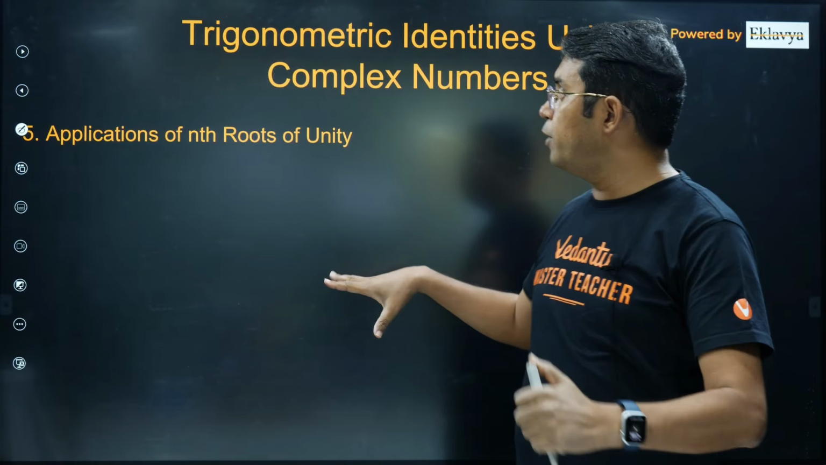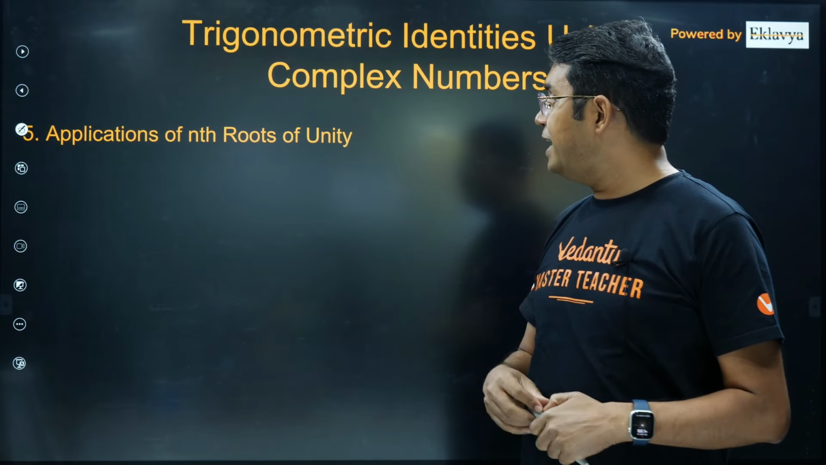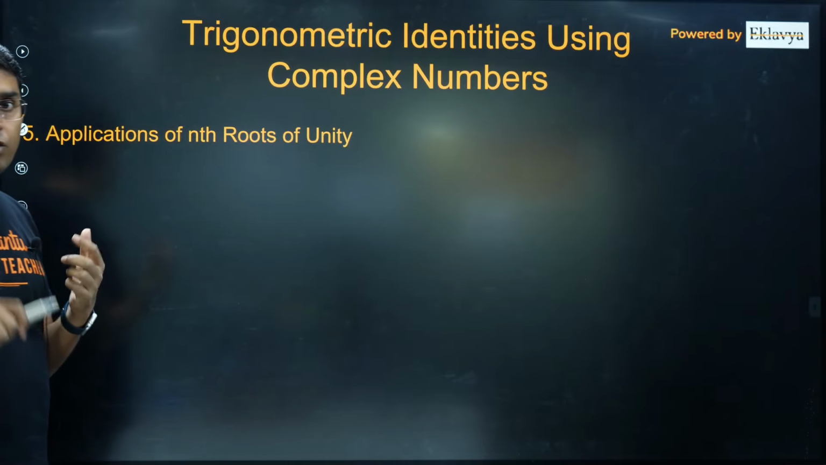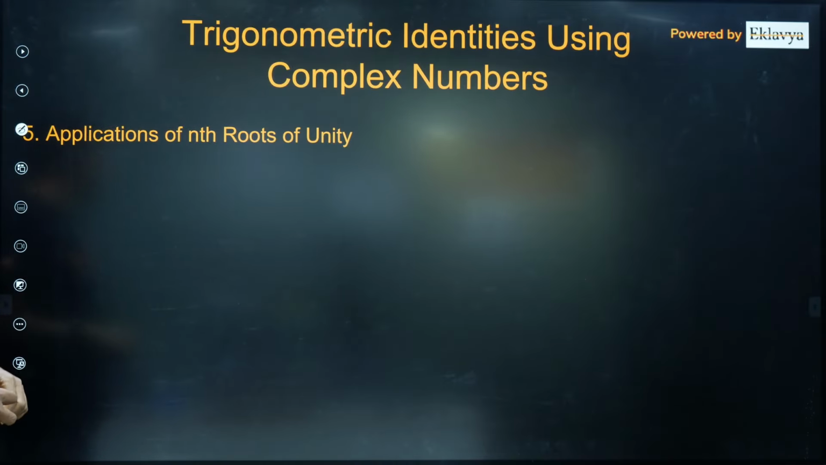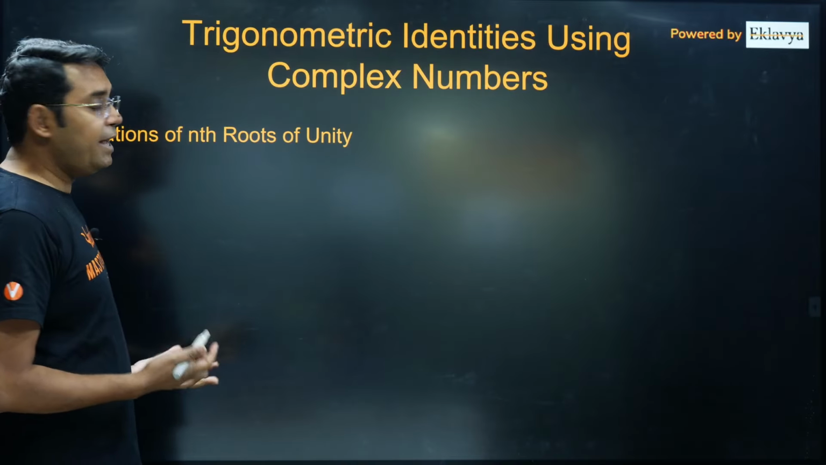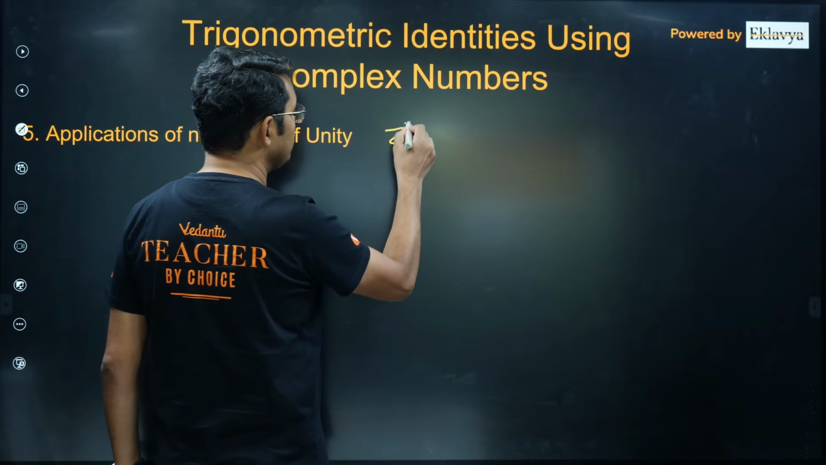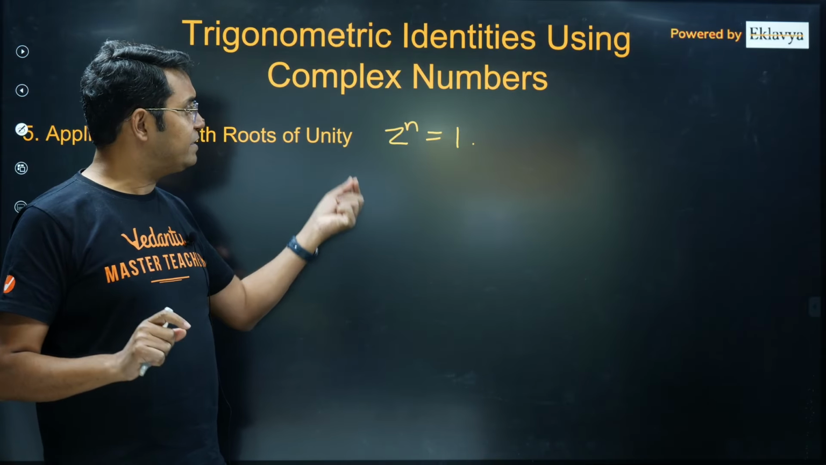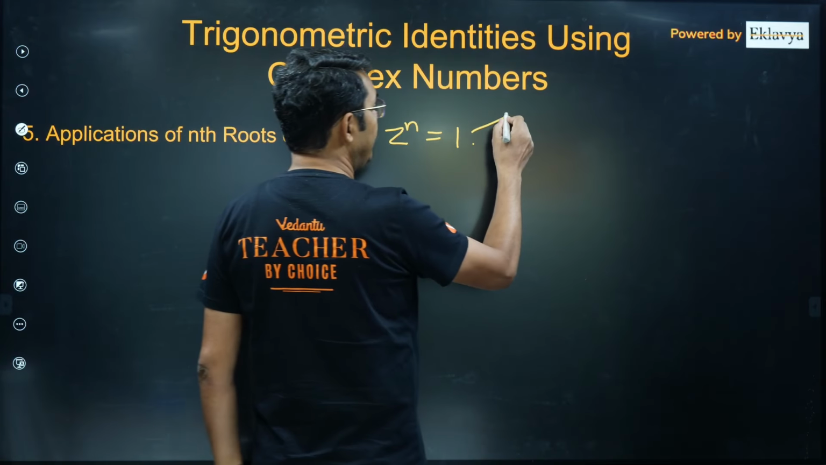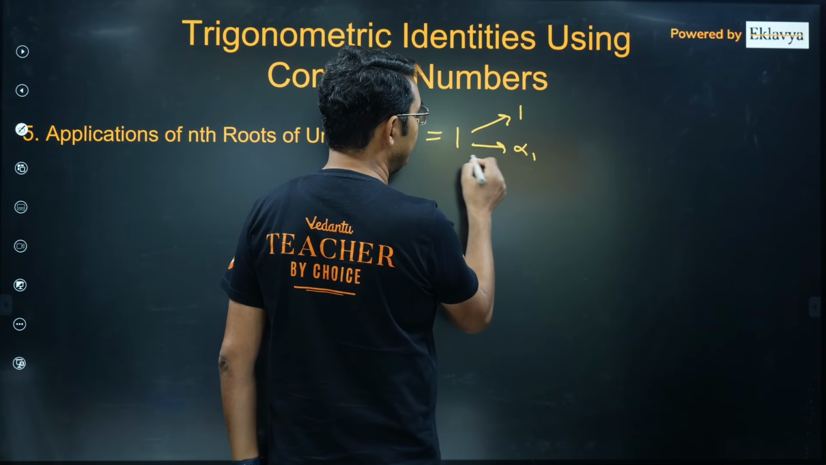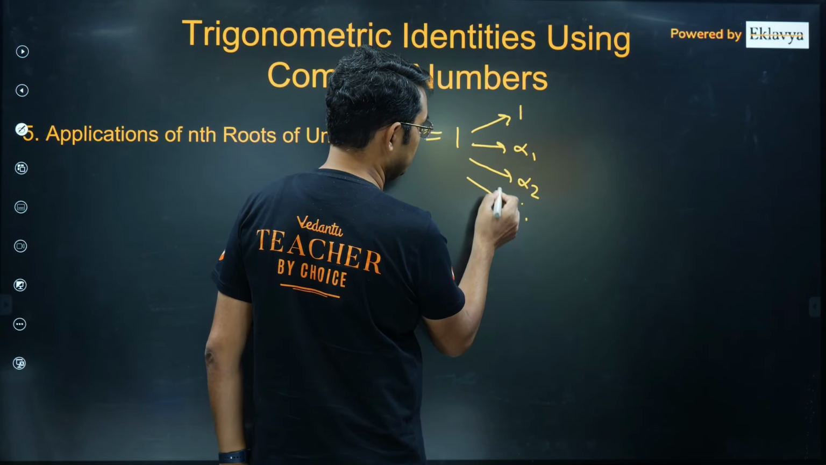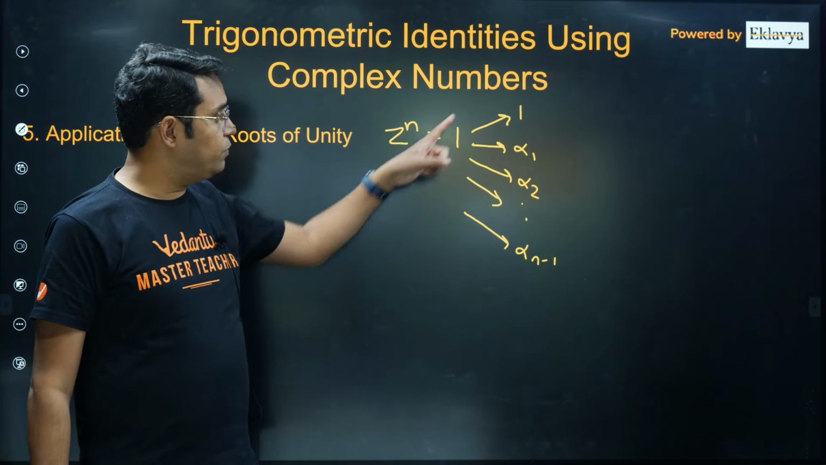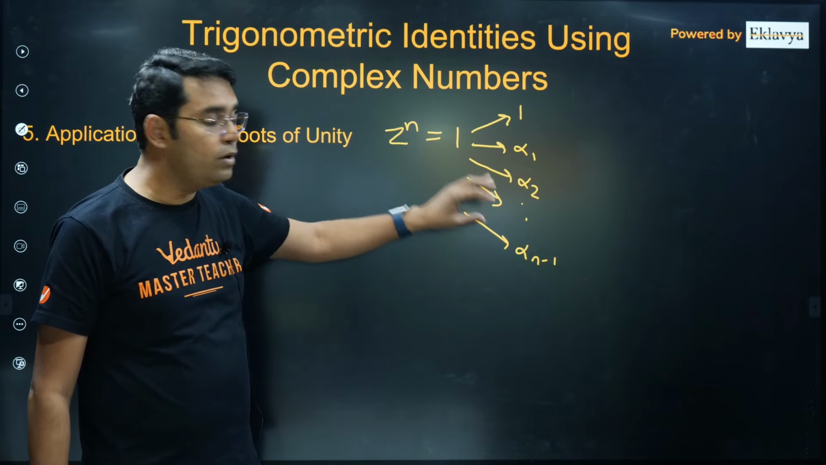Now I am coming to the most important part of this session, that is application of nth roots of unity. In fact I will talk about nth root of -1 also in one of my questions, but let's see how this is used. But before that we should understand what is the nth root of unity. So when we solve for z raised to the power n is equal to 1, that's an n degree polynomial. Obviously one root is 1, but there are other roots as well, let's say alpha 1, alpha 2 and so on. So there are total n roots. One is 1 and others are alpha 1, alpha 2, alpha n minus 1.